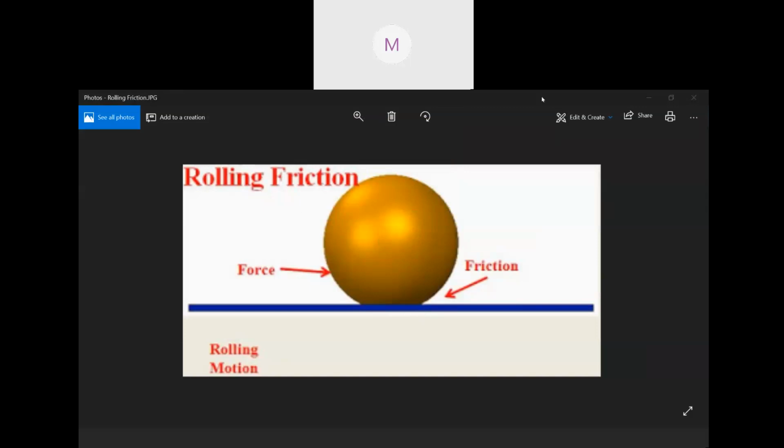Look at this body. This is a ball kind of thing. It is moving, and then eventually some friction is applied, which will stop the movement of the body. This is known as rolling motion, and the force applied here is known as rolling friction. Is it clear now? Yes sir, it is clear for me.